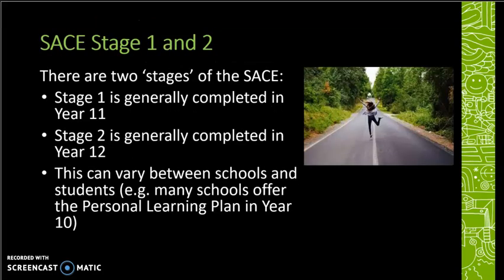The SACE is made up of two stages. Stage 1 is generally undertaken in Year 11, and Stage 2 is generally undertaken in Year 12. However, there can be some crossover if we have created a flexible pathway for individual students.